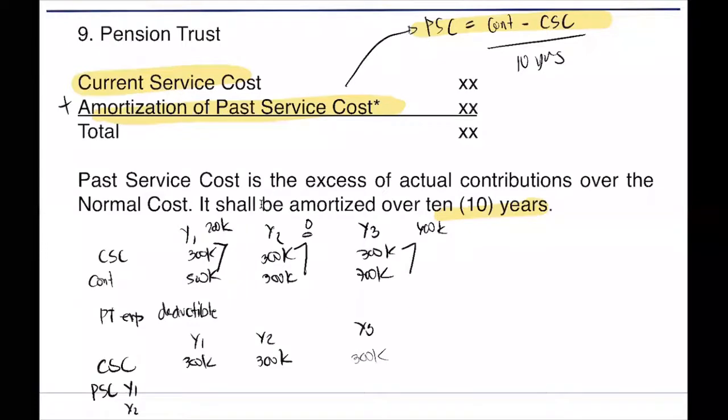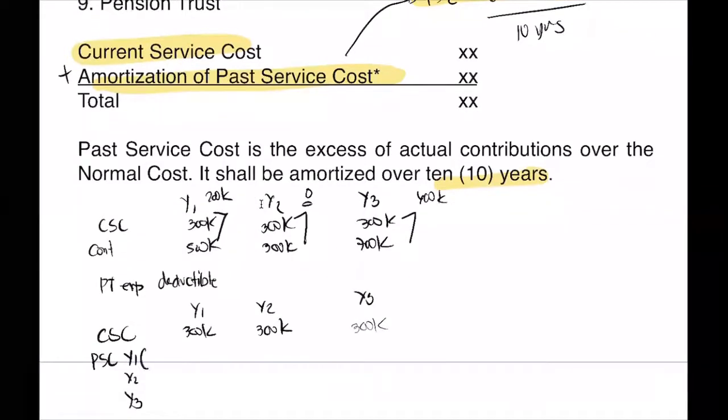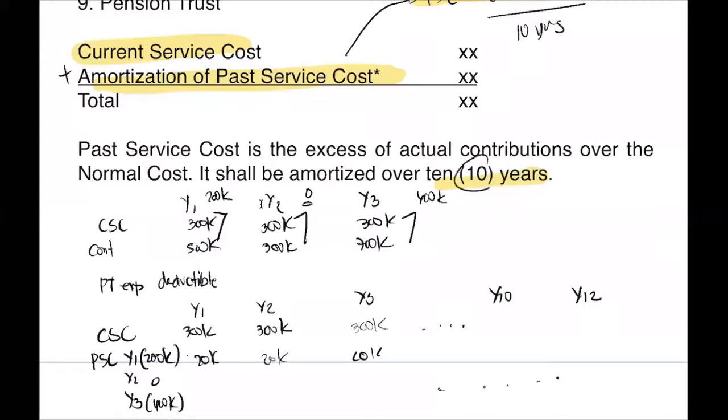So year 1, year 2, year 3. This one, we have 200,000. And then year 3, we have 400,000. This is amortized for 10 years, right? So year 1 until year 10. So 20,000 each year. And then year 3, since this is past service cost, that is year 3 until year 12. Because, again, for 10 years. So we amortize it for 10 years. 400,000 divided by 10, 40,000. So it is like that until year 12.